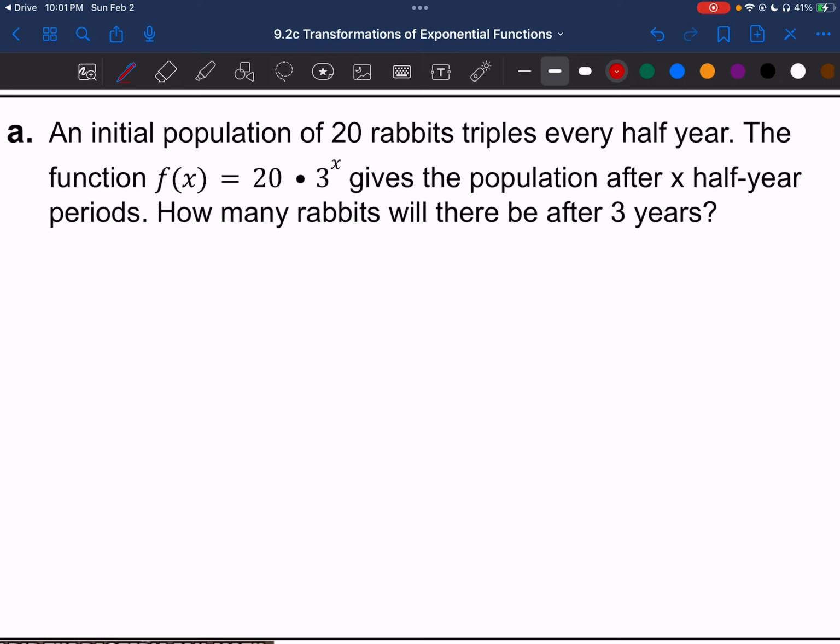So an initial population of 20 rabbits triples every half a year. The function f of x equals 20 times 3 to the x gives the population after x half-year periods. How many rabbits will there be after 3 years?